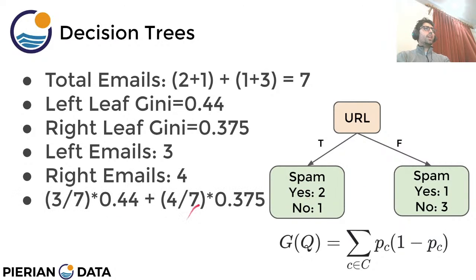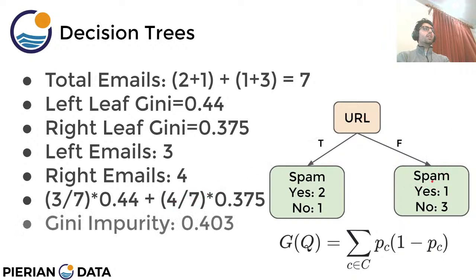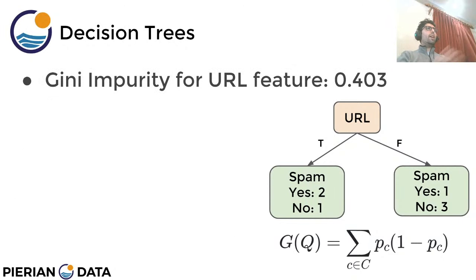So what I'm doing is I'm saying in the left node, I have 3 out of the 7 emails. I'll multiply that by the left leaf Gini impurity. And then in the right node, I have 4 out of 7 emails. So I'll multiply that by the right leaf Gini. And then I have the Gini impurity for the entire URL feature, which is 0.403, roughly about that number. And now that's how you calculate the Gini impurity for just a feature. You would treat that feature as if it was the root node. So now I have a Gini impurity for the URL feature.